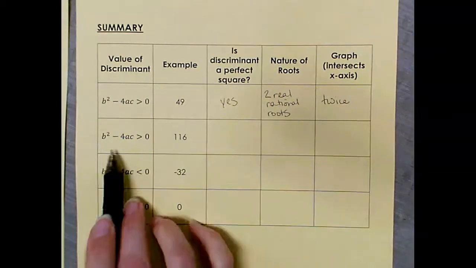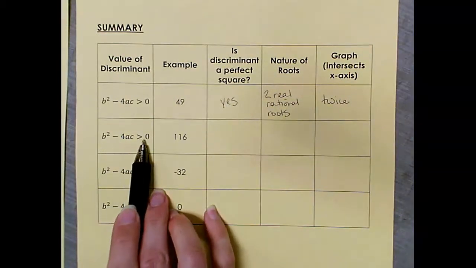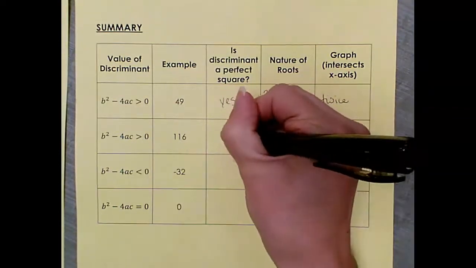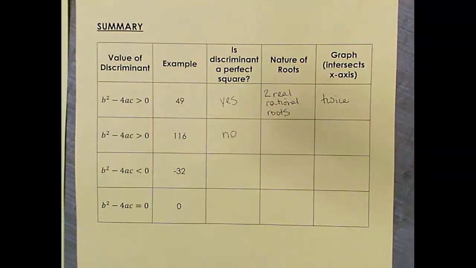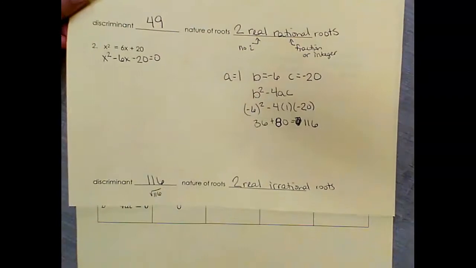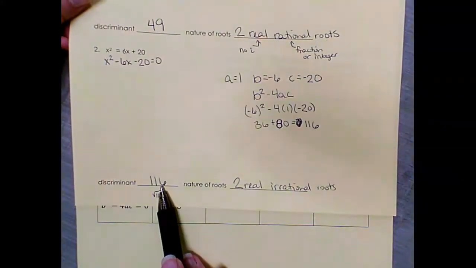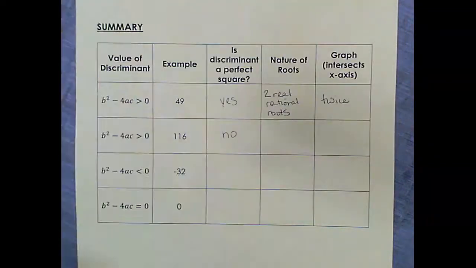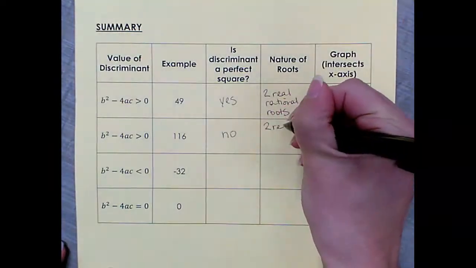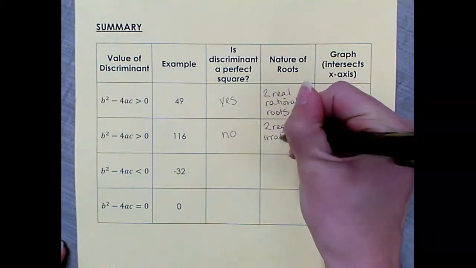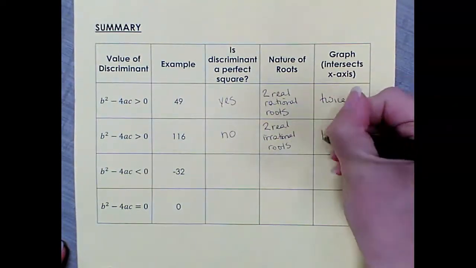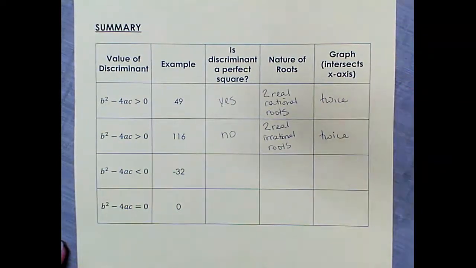Next example. If the value of the discriminant again is positive, an example would be 116, and let's say that it's not a perfect square, so no, 116 is not a perfect square. Well, what was the nature of the roots? Well, when the discriminant was 116 and it was not a perfect square, we still had two real roots, but they were irrational because the square root of 116 wasn't a perfect square. So two real irrational roots. And still, there are two x-intercepts. They're just crossing at places that are not nice and pretty.